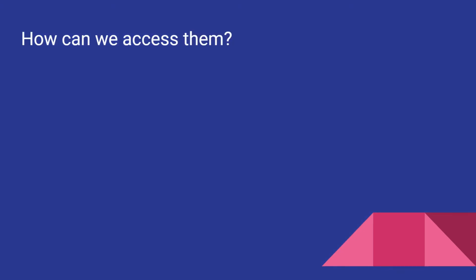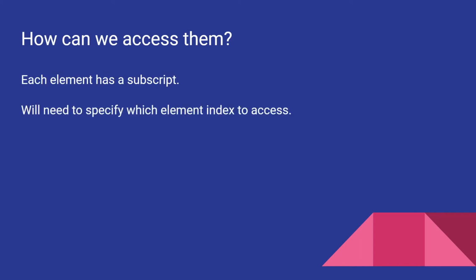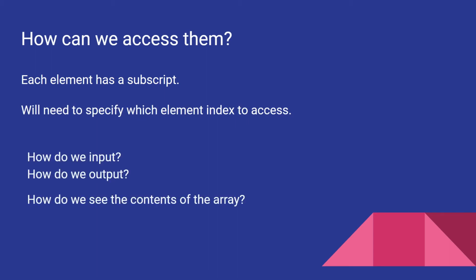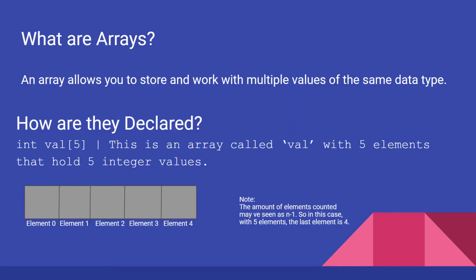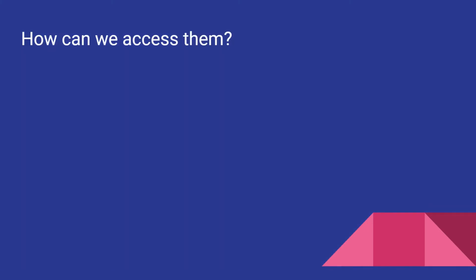So how do we access them? Each element has a subscript, as you can see. We need to specify which element index we want to access. I know you may have questions about how we input, how we output, how we see the contents of an array. You may think, well, if they're like regular variables, we could do, for example, integer value 5 equals so on and so forth, but that is not necessarily the case.